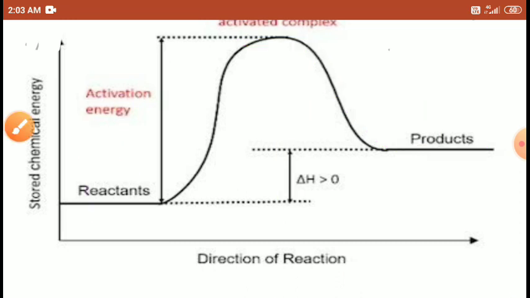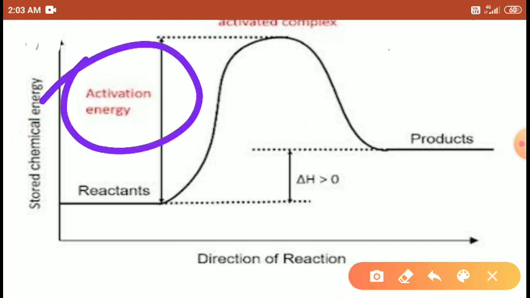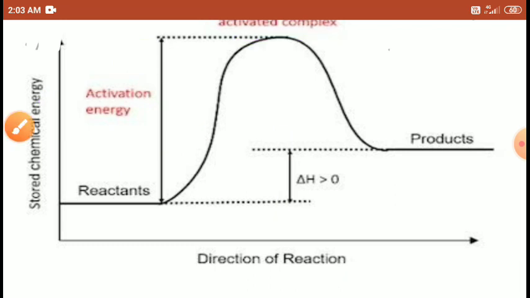Right, students, I hope you understood what activation energy is. Activation energy means the reactant requires some additional energy to reach the activated complex state. So this is one graph. With the help of this graph, we have to explain the activated state and activated complex. For example, you may take, students, I will give an example here.